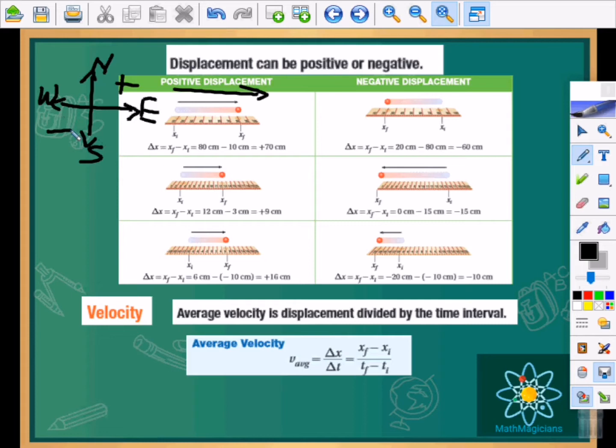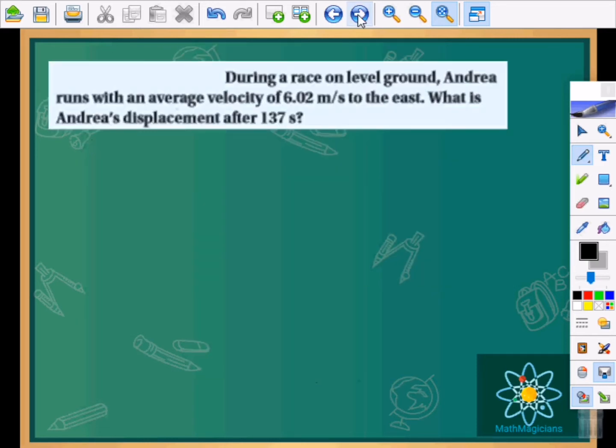Let's continue with velocity now. Average velocity is the total displacement divided by the time interval during which the displacement occurred. You have a formula here. It says the average velocity is equal to the change in your position, in other words, final position minus initial position, over your change in time, that in other words would be your final time minus your initial time. Let's continue with the next part that leads us to the first exercise.